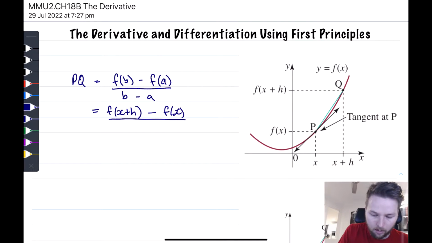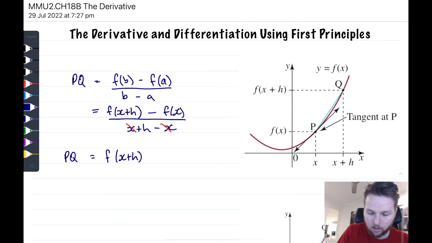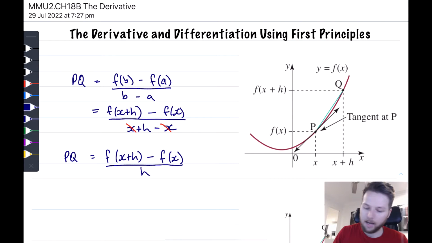Now b is our x value of Q, which is x plus h, and then a is our x value of P, so that's minus x. And what you can see here is on the bottom of our fraction, the denominator, we've got x and minus x. Now those two will just be 0. So we can simplify this and find our gradient PQ equals f of x plus h minus f of x, and that's all divided by h. And that's our average rate of change between two points.